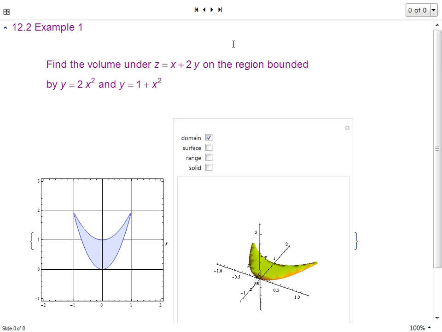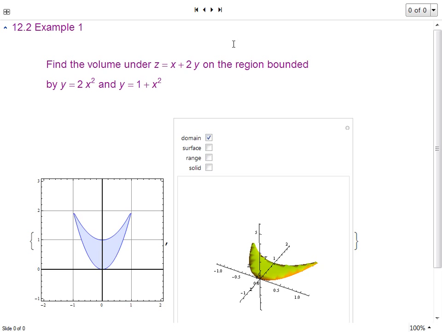Find the volume under z equals x plus 2y on the region bounded by y equals 2x squared and y equals 1 plus x squared. So what I did is I already graphed what this region looks like. That's y equals 2x squared, and then the other one is 1 plus x squared. Which one of these is 2x squared? The bottom one. Which one is 1 plus x squared, the top one? Where do they intersect? Negative 1 and 1. You know that because of my picture.